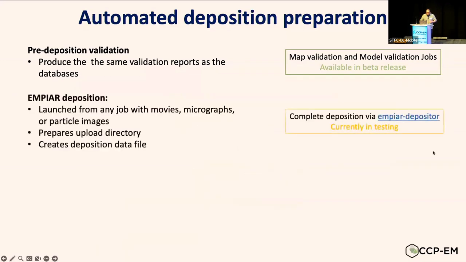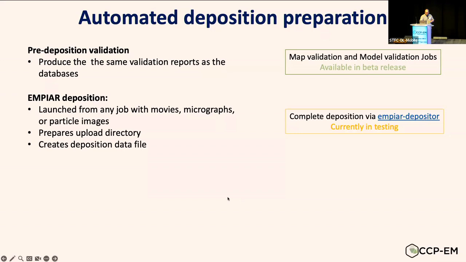So second is automated deposition to EMPIAR. So you can launch this from any job that produced movies, micrographs, or particles. It prepares an upload directory. It packages everything up. It makes sure all the naming conventions are correct. And then it creates a deposition data file, which you can use in conjunction with the EMPIAR depositor script from EBI to fully automatedly deposit into EMPIAR. And this feature is currently built and functional, and we're testing it, and will be included in an upcoming release of Pipeliner soon.